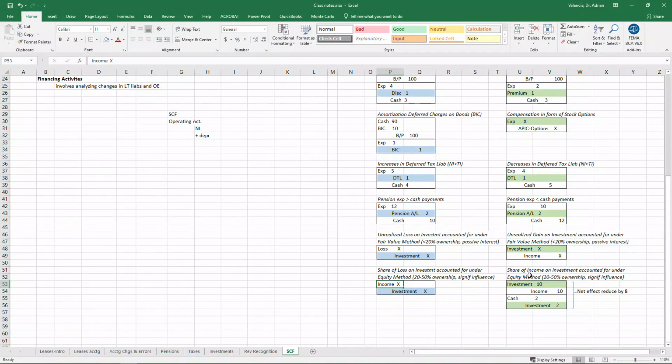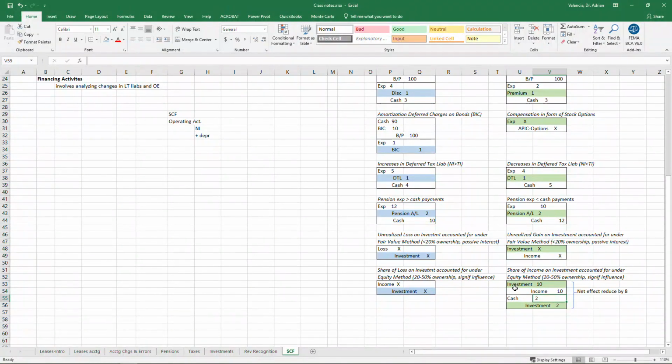And then finally here, the other one is the share of income from a company you're invested in that you're accounting for under the equity method, right? So when that company you invested in reports income, again, you take part of that, the percentage. The company reports X amount, and you'll include X times whatever percentage ownership you have. So let's say that this is $10. So that increases my investment, and at the same time, it increases our net income.